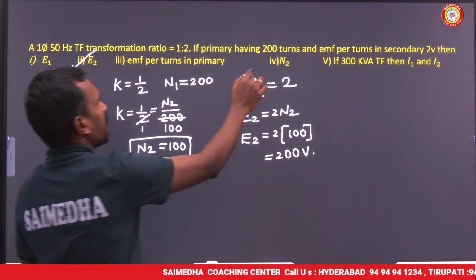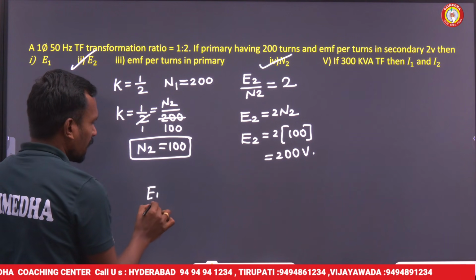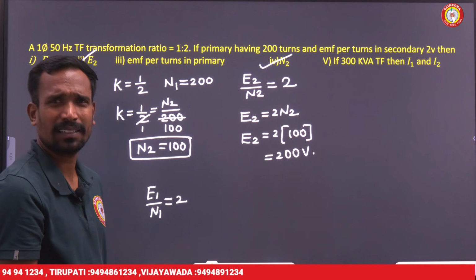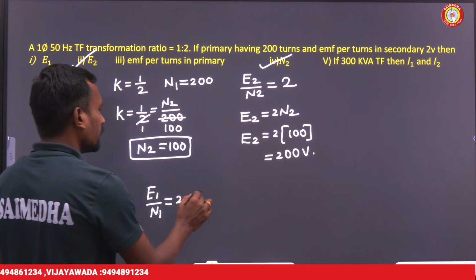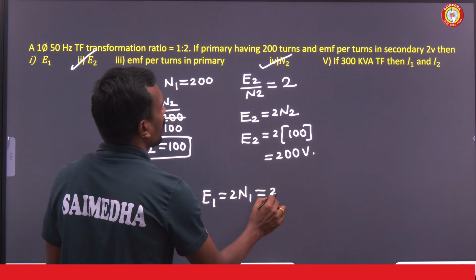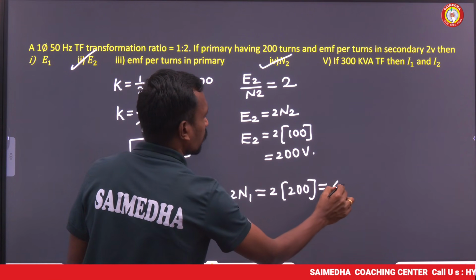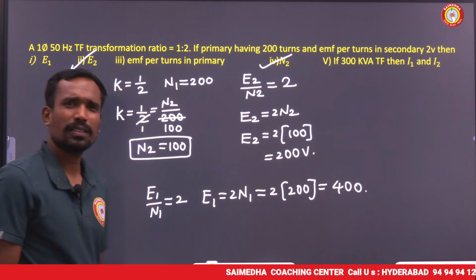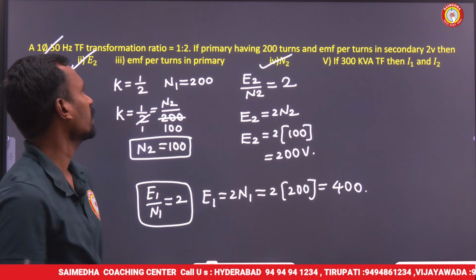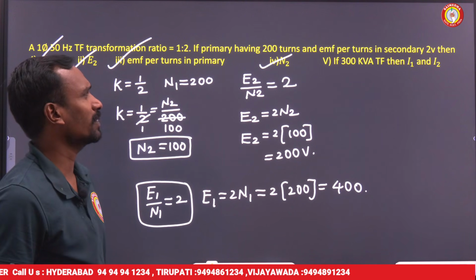E2 completed, N2 completed. What is the EMF per turn in the primary? The EMF per turn in the primary is exactly equal to the EMF per turn in the secondary. Both are equal. So now can you tell me what is E1? E1 equals 2 N1, that is 2 times 200, which equals 400 of course. E1 equals 400. The EMF per turn in the primary is also 2 volts because a transformer has a constant EMF per turn.